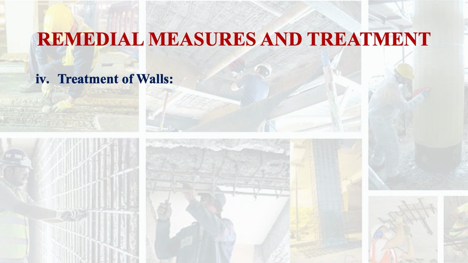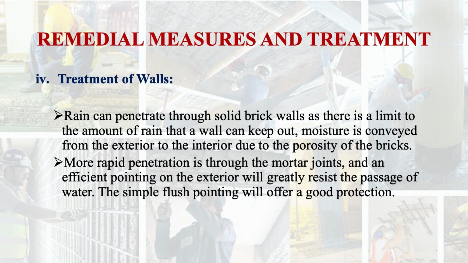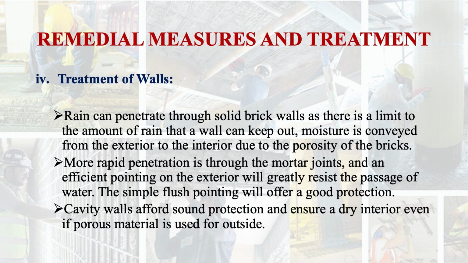Now we move to treatment of walls. Rain can penetrate through solid brick walls as there is a limit to the amount of rain that a wall can keep out. Moisture is conveyed from the exterior to the interior due to the porosity of the bricks. More rapid penetration is through the mortar joints, and an efficient pointing on the exterior will greatly resist the passage of water. The simple flush pointing will offer a good protection. Cavity walls afford sound protection and also ensure a dry interior even if porous material is used for the outside.